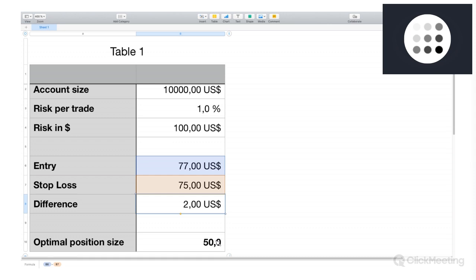So in this specific example, the optimal position size is 50 shares of a company if you want to enter the trade at 77, the stop loss is at 75, and the risk per trade with a $10,000 account is not more than 1%. Let's do another example. What is the account size? Give me a number, please, again.